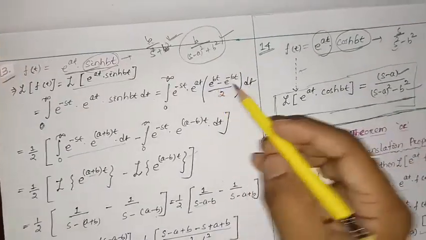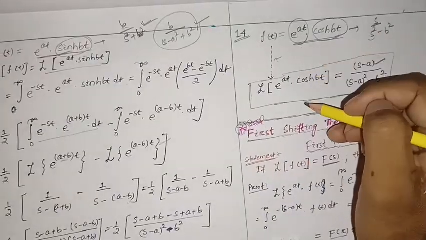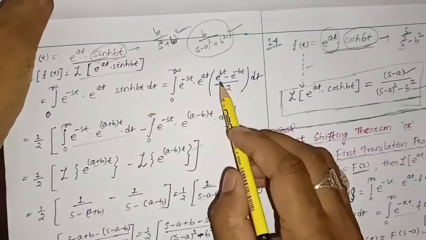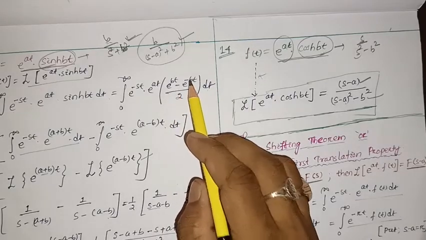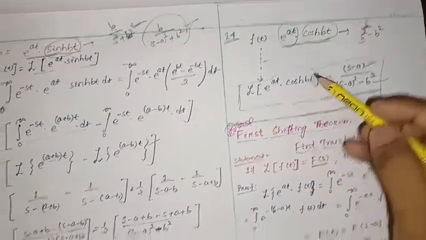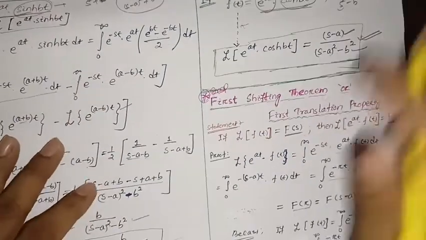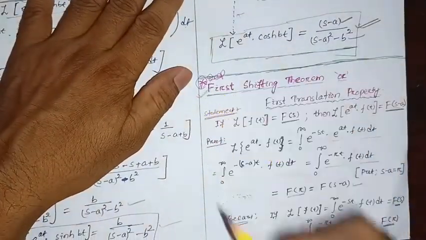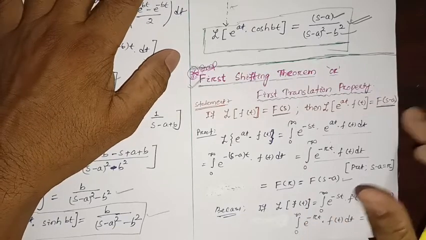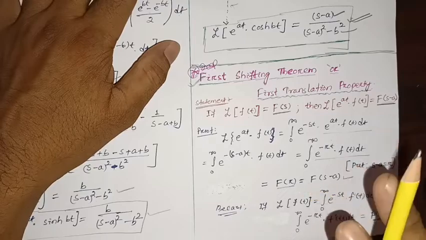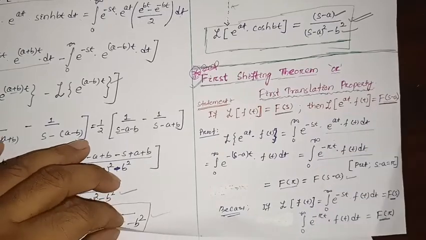Similarly you have to do this if you want to derive it. Suppose this question is asked in your exam, you have to derive it: sinh bt is written as e to the bt minus e to the minus bt by 2, and cosh bt will be e to the power bt plus e to the power minus bt by 2. You have to write and derive in the same manner, and you can get this answer. And remember one thing, the first shifting theorem I discussed here, you can always find 1 or 2 marks for this theorem in your exam. It is only 2 to 3 steps, but there is a 90% chance that you get this question in your exam.